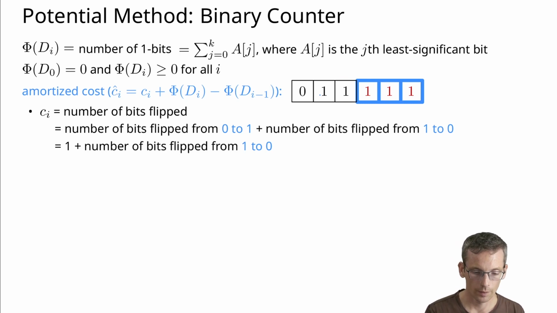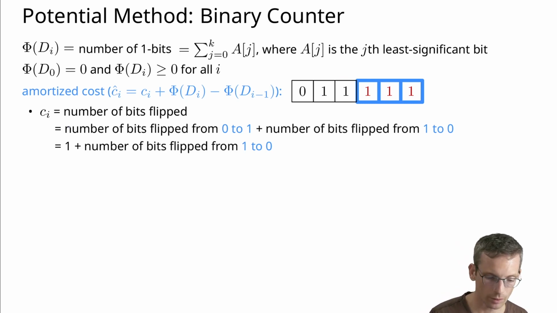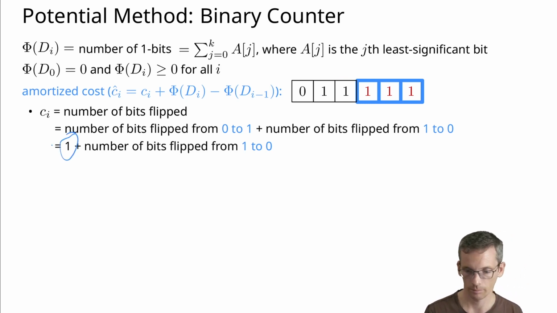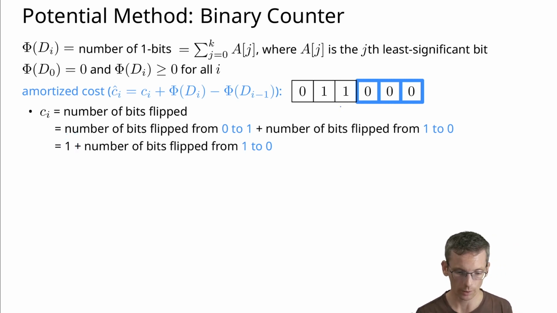Now, the number of bits flipped from 0 to 1, that is always only 1 bit. So there's a leading 0 here, which is now 1. And then I have the bits flipped from 1 to 0. So those I simply have to count here. So the actual cost is 1 plus number of bits flipped from 1 to 0.